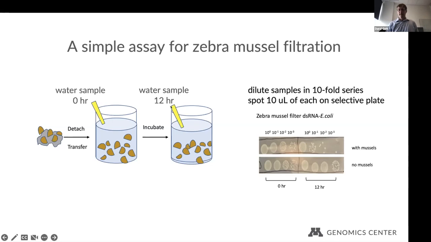Then we wait a period of time and take another sample of the water, say 12 hours later. You can see that when there are no mussels present, those spots look about the same as they did when we initially put the dose in. But with the mussels present, they've taken some of that bacteria and filtered it out of the water, and so the amount of bacteria decreases. So this is a way that we can measure both the amount of these RNAi bacteria that they're taking up and their ability to filter things out of the water.